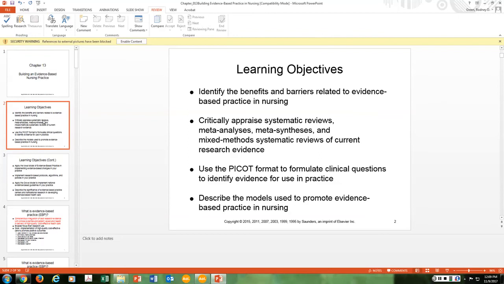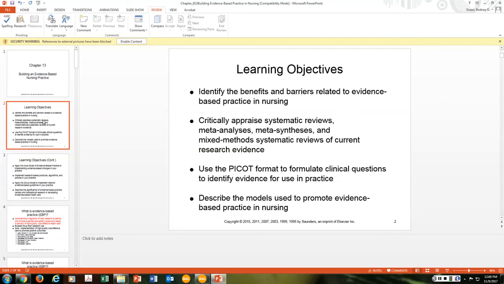These are our learning objectives. Identify the benefits and barriers related to evidence-based practice in nursing, critically appraise systematic reviews, meta-analyses, meta-syntheses, and mixed methods systematic reviews of current research evidence. Use the PICOT format to formulate clinical questions to identify evidence for use in practice.